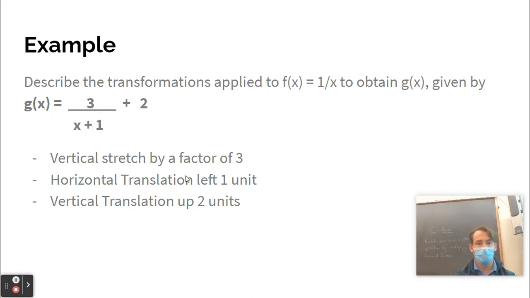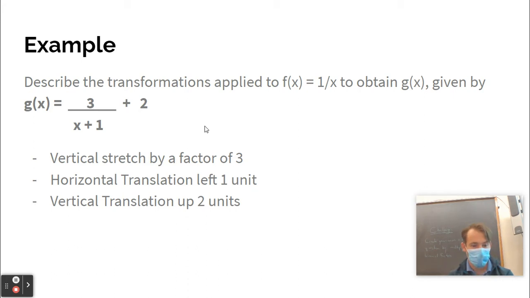The order that I do the horizontal translation and the vertical translation doesn't matter, but I do have to do this stretch first. If I do the vertical translation first and then stretch it 3 times, I would also be stretching that translation. It would be now 6 units higher instead of 2. And that would be a Bedmas error working with your functions.